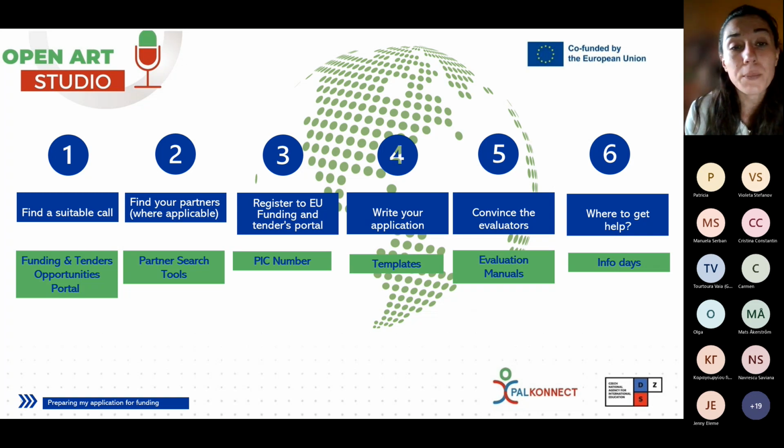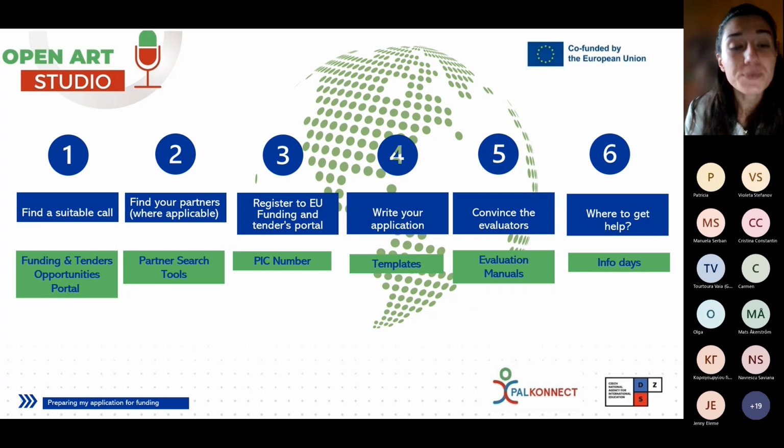The third step is to register to the EU Funding and Tenders portal. This is very easy. You only need to push the register button and create an account with your email and a specific password. Of course, the PIC number, as previously mentioned, is one of the numbers that you are going to need in order to take part in the projects that are included in the Funding and Tenders portal.